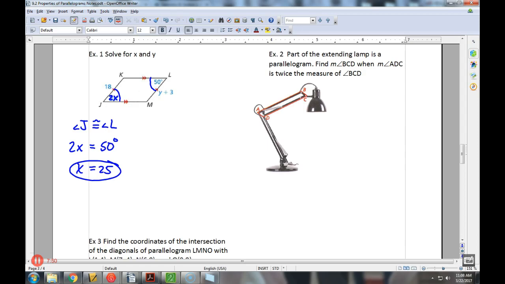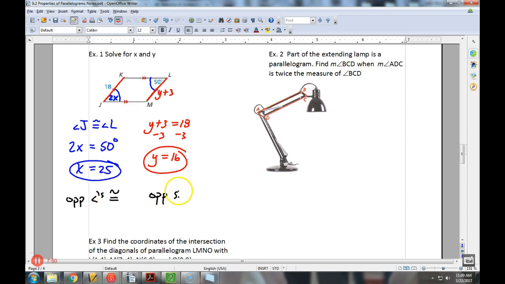Now, the Y, since it's outside here, Y plus 3 represents this side. And I know that opposite sides are equal, so I know that Y plus 3 has to equal 18. When I solve that equation and subtract the 3 from both sides, I find out that Y has to be equal to 16. So I used two different properties there. I used the fact that opposite angles are congruent, and then I also used the fact that opposite sides are congruent.